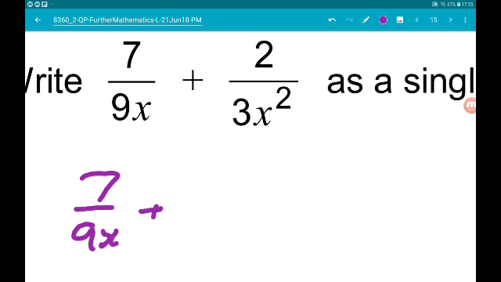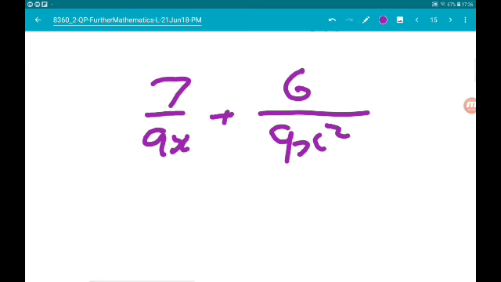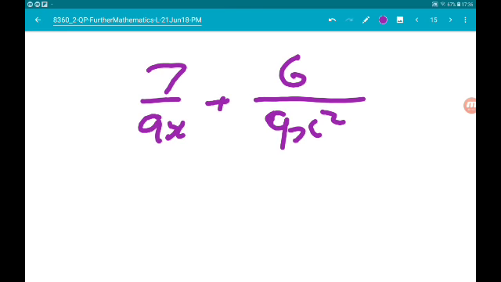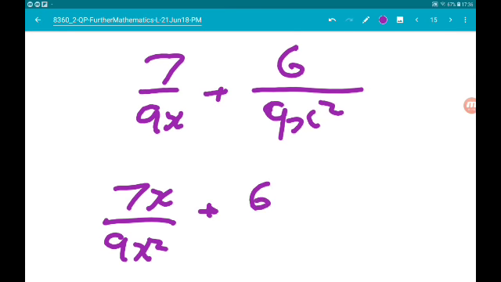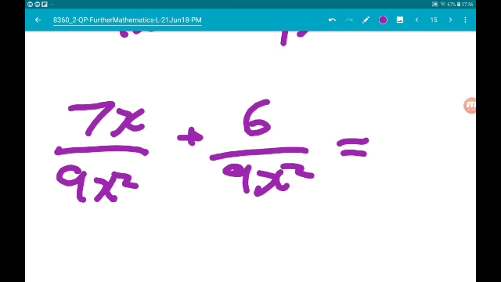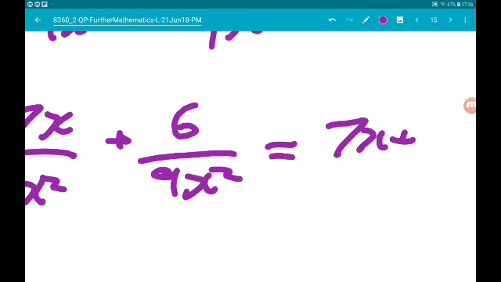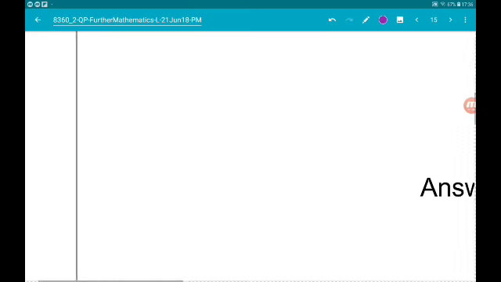Now to turn that 3 into a 9, we need to multiply top and bottom by 3. So we're going to get 6 over 9x squared, and then we need to turn the 9x into 9x squared. So to do that, we multiply the top and bottom by x. So that's going to give us 7x over 9x squared add 6 over 9x squared. Now we have common denominators, we can just add the tops together. So we got 7x add 6 over 9x squared. Boom.